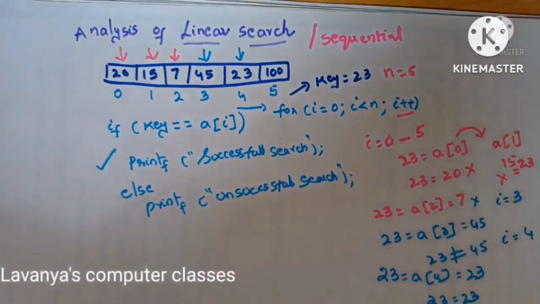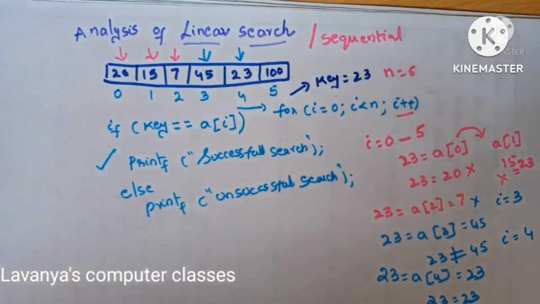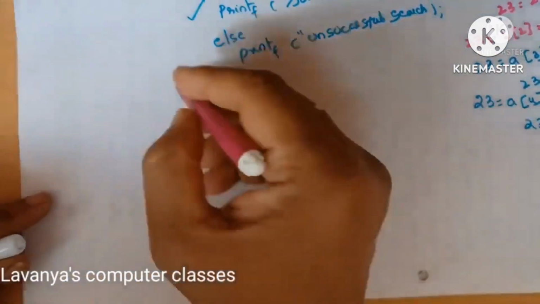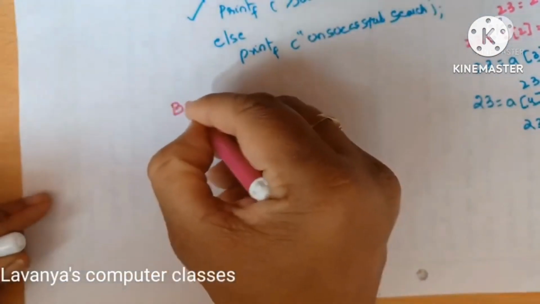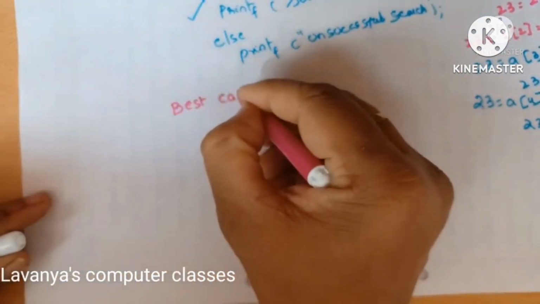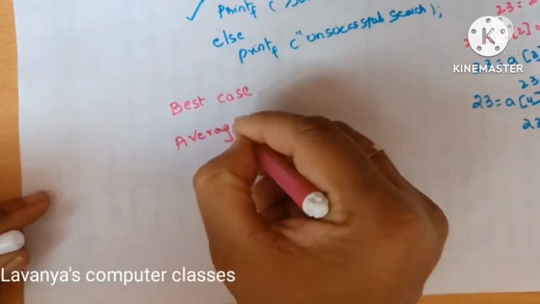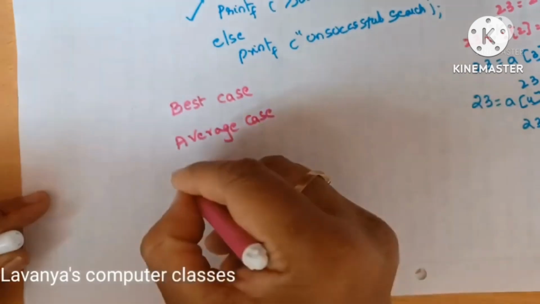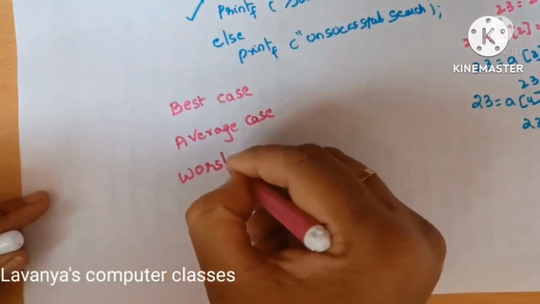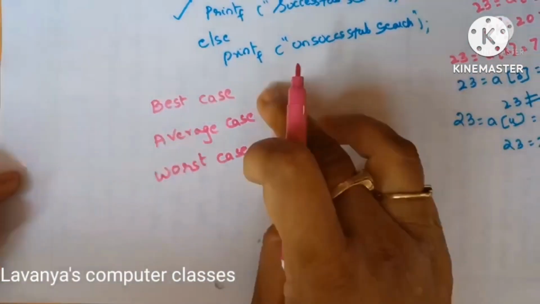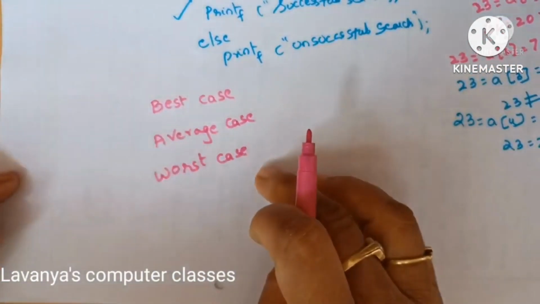Now I will go for the analysis of linear search. Any analysis is explained with three cases. One is the best case, then the average case, and the last one is the worst case. In these three cases, we analyze any algorithm: best case, average case, and then worst case.